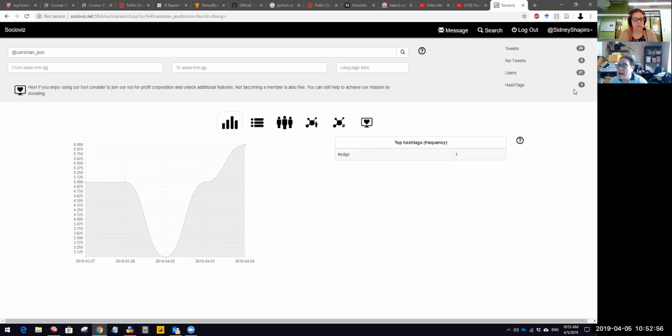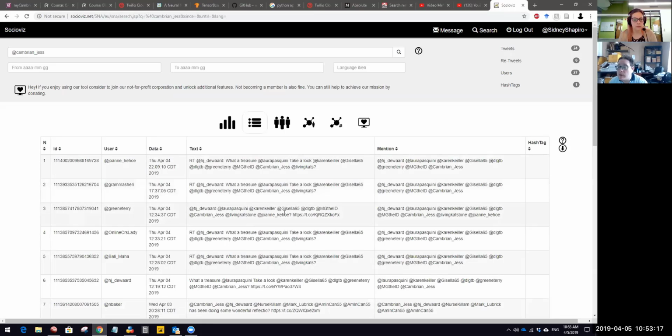We'll start off at the right-hand side where it says tweets, retweets, users, and hashtags. This gives you an idea of how active you are. Now, in terms of what's been going on with you for the past week, it seems like on the 2nd you didn't really have much Twitter activity, but it's gone up a lot since then, and it was pretty high before, right? The more data we have, the more we can look at. We could take a look at the actual tweets themselves.